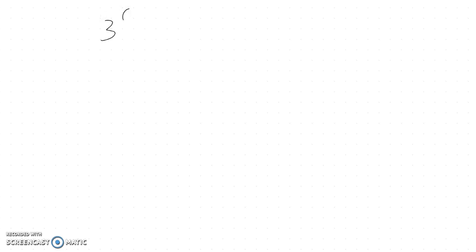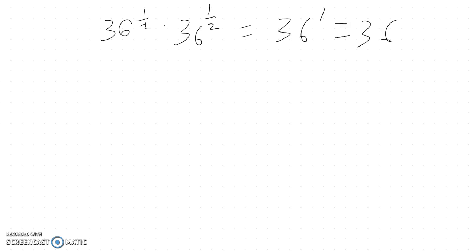What if we do 36? Oh, whoops. What if we do 36 to the 1/2? Let's say I do 36 to the 1/2 times 36 to the 1/2. That equals 36 to the 1, which equals 36. So I'm basically saying there's some number times itself that equals 36. And what number is that? It's 6. But what's that general thing?